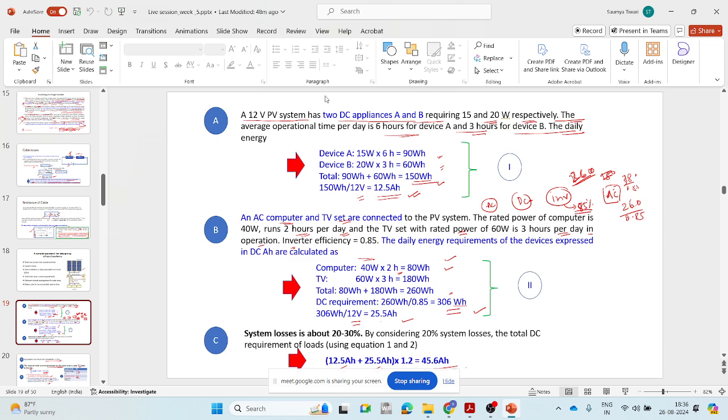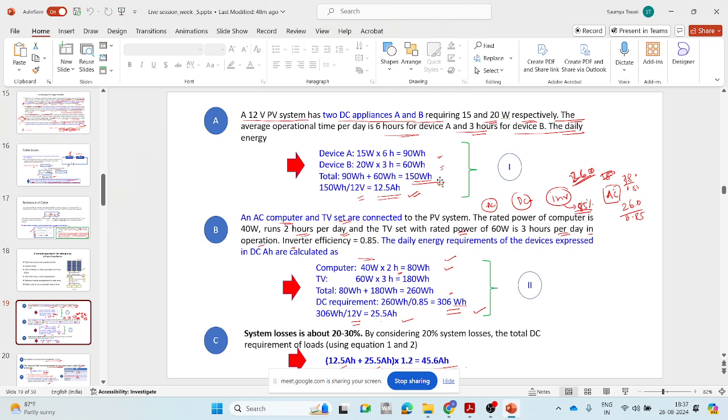Corresponding to these two DC appliances A and B, one is running at 15 watt and another at 20 watt. One is operated for 6 hours and the other for 3 hours. So you can calculate the energy required by both devices per day. It will be 15 into 6 hours, and 20 into 3. This will be 60 watt hour and 90 watt hour. So the total, the sum of these, is 150 watt hour.